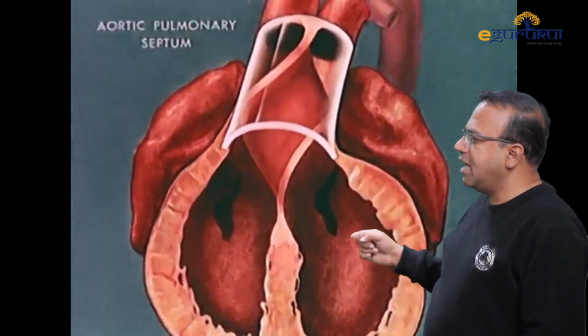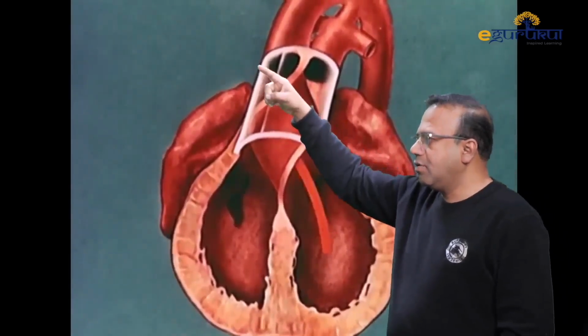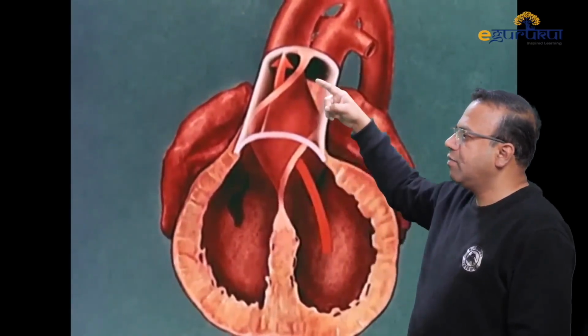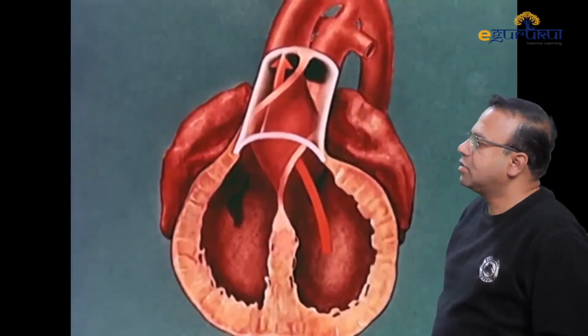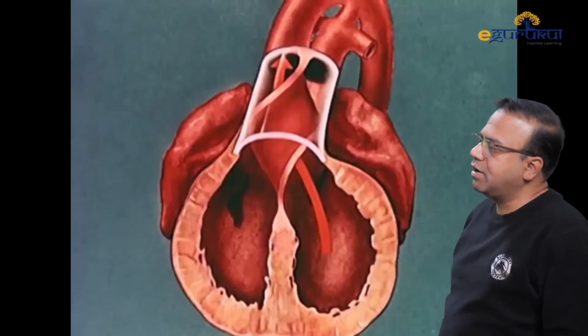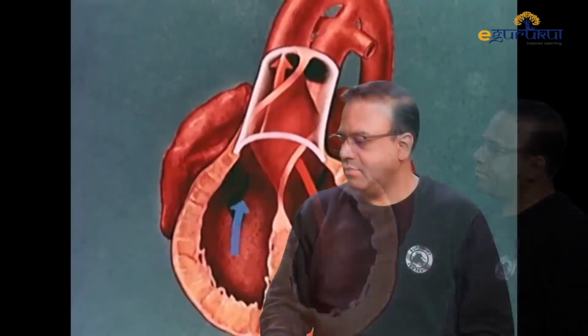This allows the LV blood to go behind this septum spiral into the aorta, and you can also see the RV blood going from the front into the pulmonary artery. So the red arrow is the LV blood going from behind into the aorta, and the RV blood from the front entering into the pulmonary artery.